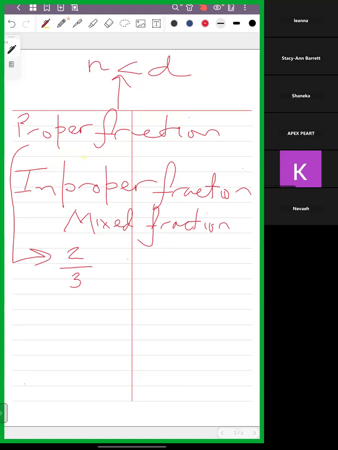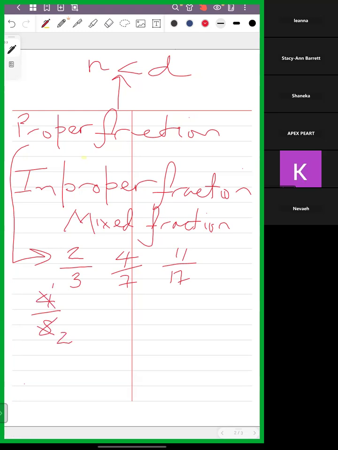Let me pick another number, let's pick 4. And we pick a number higher than 4: 7. That's an example of a proper fraction. Another example would be if I pick a big number like 11, and now I'm going to pick a number bigger than 11: 17. That's a proper fraction. Now, what you don't want to do is pick a number like, say, 4 and then pick 8.